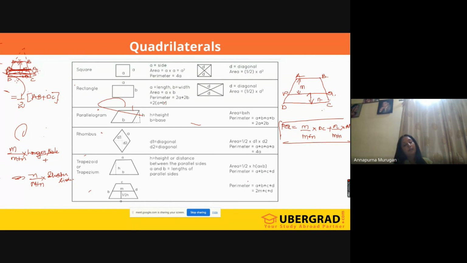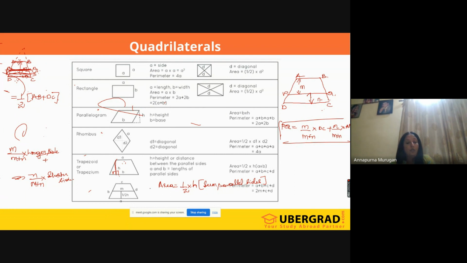And how do you find the area of a trapezoid or trapezium? We need to have a perpendicular height. Always see, a perpendicular length is considered as the height. After we get the perpendicular height, we can take that. So the area of a trapezium is given by half into height into the sum of, guys, it is not a plus a into b, it is the sum of the opposite parallel sides. So that is the area.